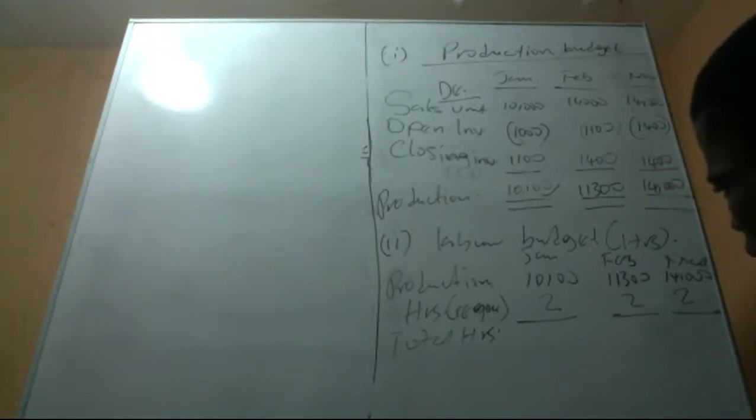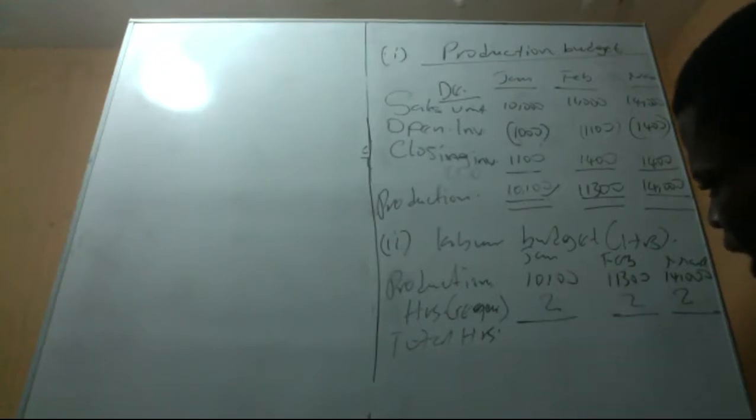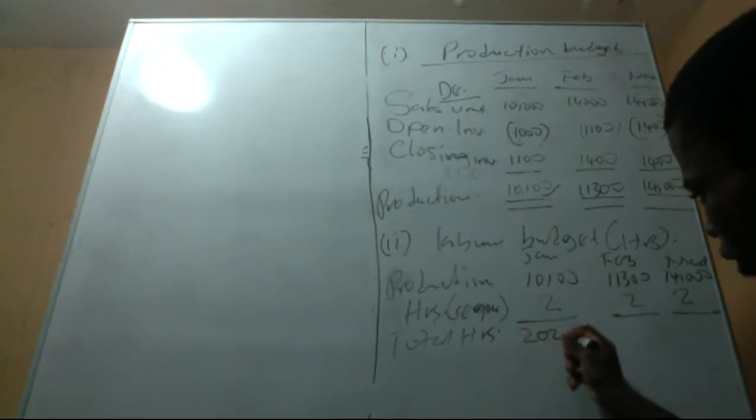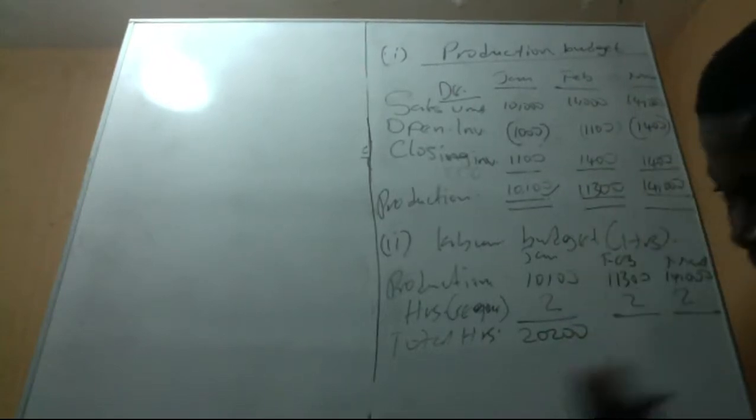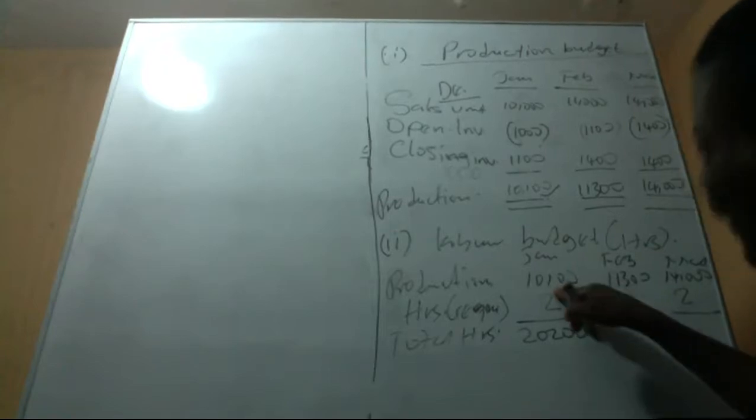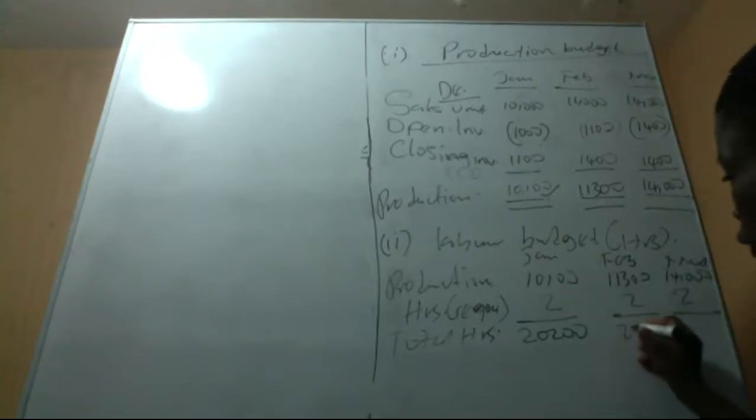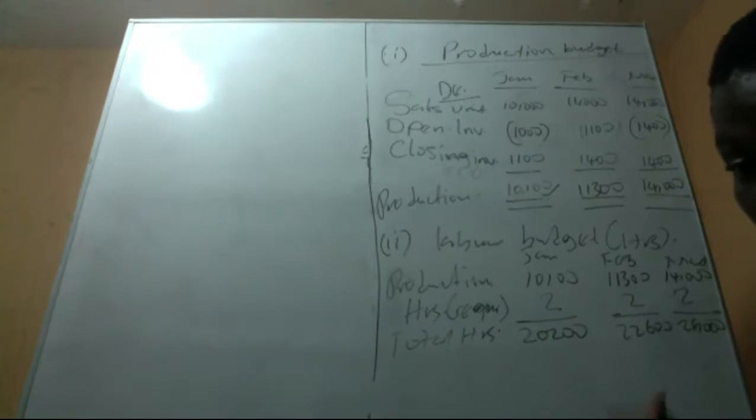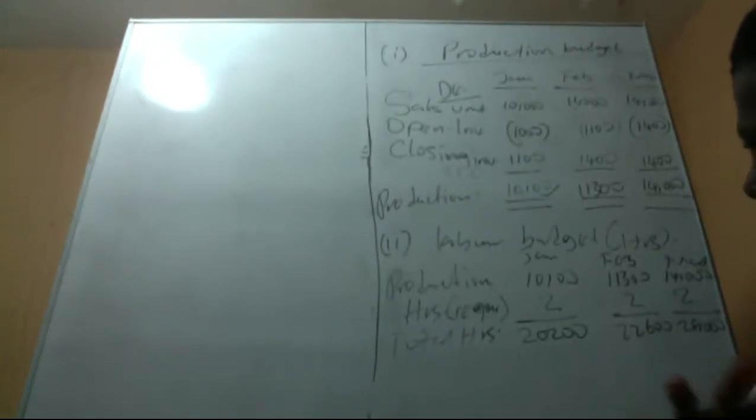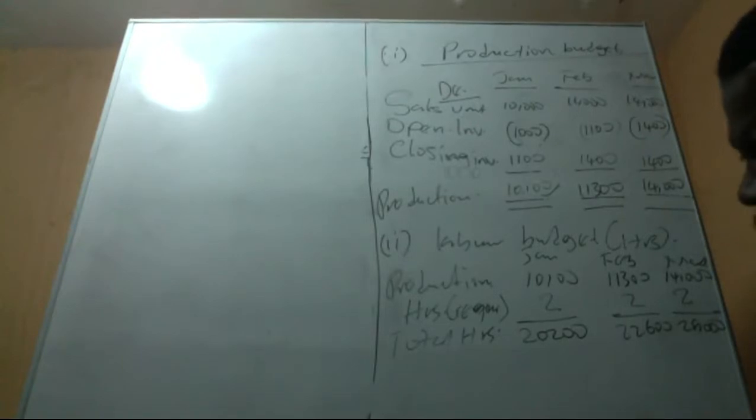Now with the hours, 2 hours by 10,100 gives us 20,200 hours. It means that we need 20,200 hours before we are able to produce the 10,100 units. Then we need 22,600. And finally, we need 28,000 hours. We are done with the hours budget. Have you seen? It's so straightforward, easy. But I can assure you that the valuation is not all that straightforward.